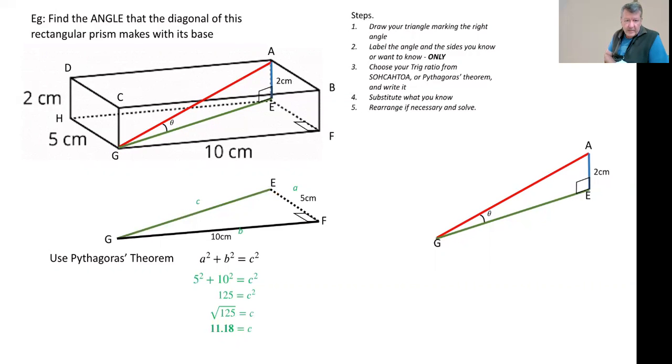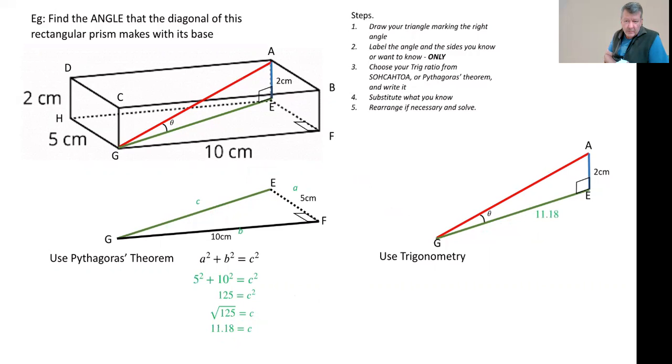Great. What do we do with that? Well, let's have a look. That green side there is the same as that green side there, isn't it? So we can bring that 11.18. We're going to bring that up over here. All right. Now we're finding an angle. So what are we going to do here? We're going to use trigonometry.